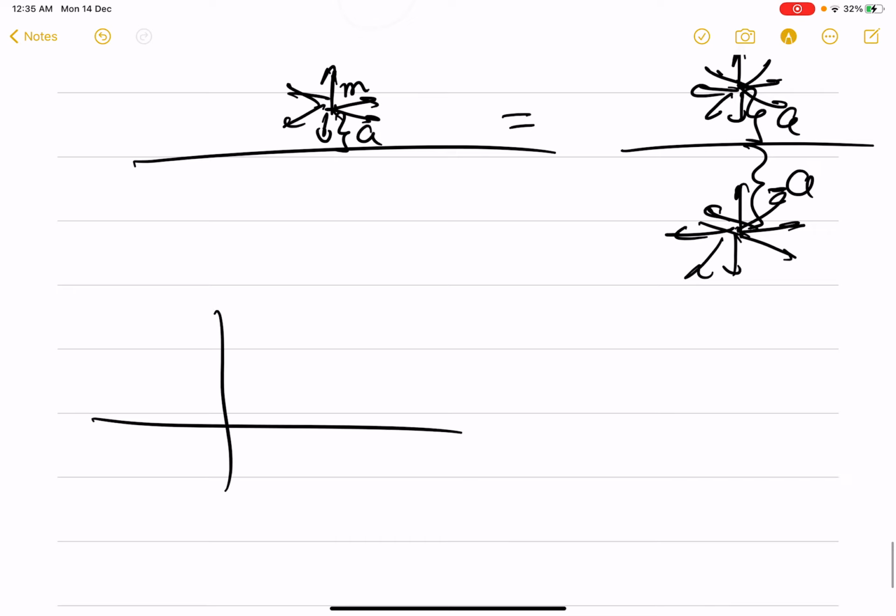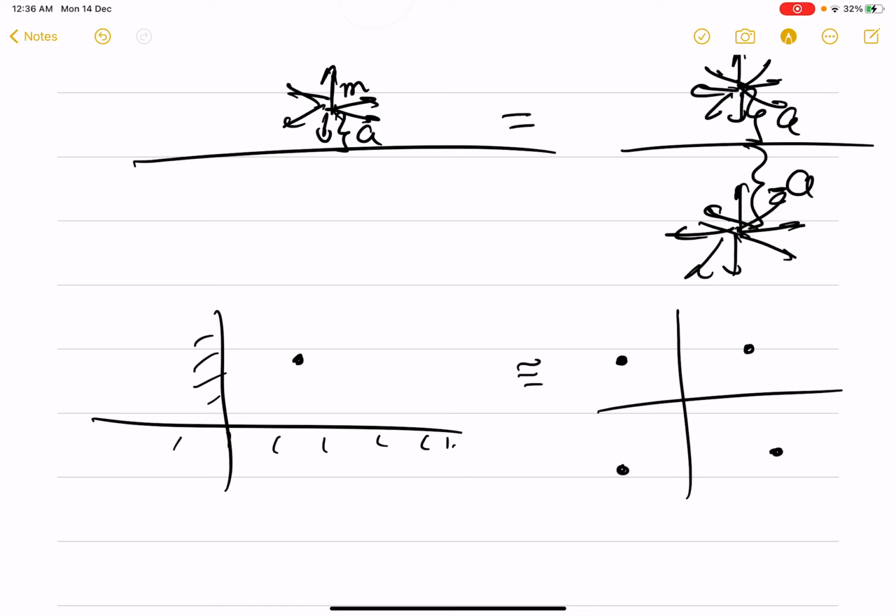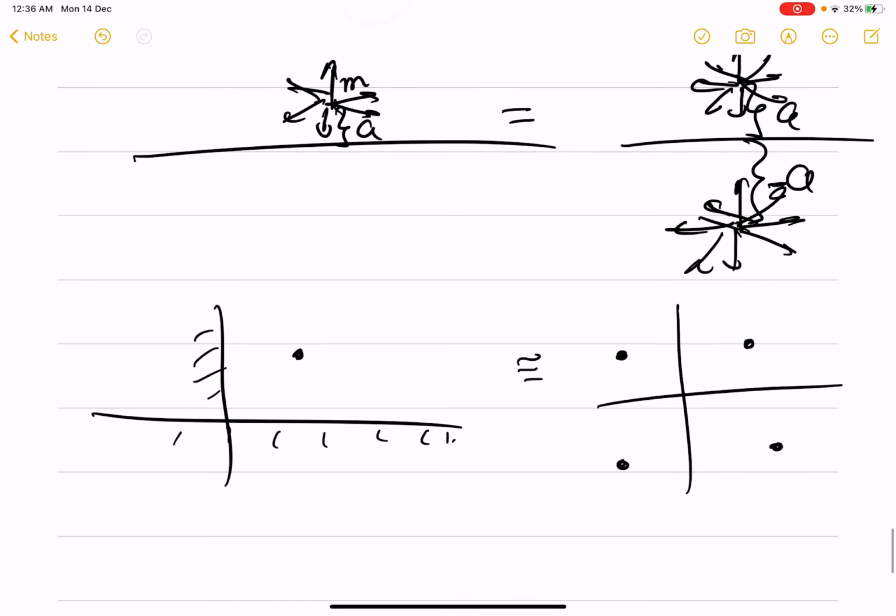Similar to this, if you have a source placed here in a corner, this would be equal to an image of the source here, an image of the source here, and an image of this source here. So this would be equal to images like this. And this is how one can get effects of walls in these superposed flows.